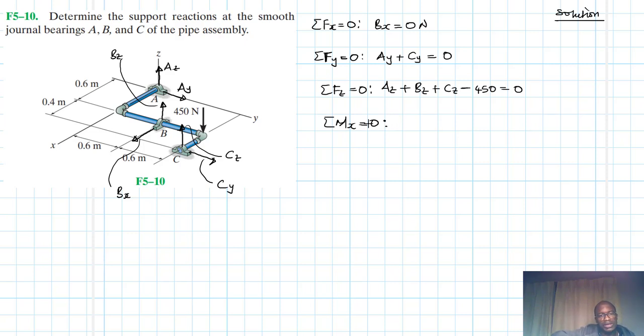Using the right thumb rule, Bz is causing a positive moment. So we have Bz times the lever arm. What's the lever arm? It is 0.6. And then 450 will cause the opposite, which is negative, and the lever arm is 1.2. And Cz will cause a positive, in the same direction as Bz. So Cz times the lever arm. What's the lever arm? The lever arm is 1.2. So we have Bz, 450, and Cz. These are the only three forces that will cause moments about the x-axis.